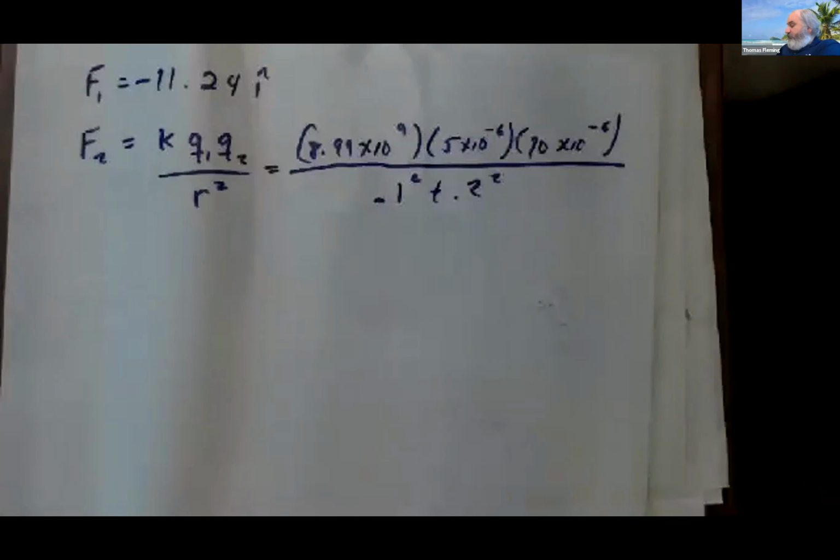So now I'm crunching numbers, 8.99 times 10 to the 9th times 5 times 10 to the minus 6 times 10 times 10 to the minus 6 divided by 0.1 squared plus 0.2 squared. Oops, I made a typo. Now I have made multiple typos. Let's start over.